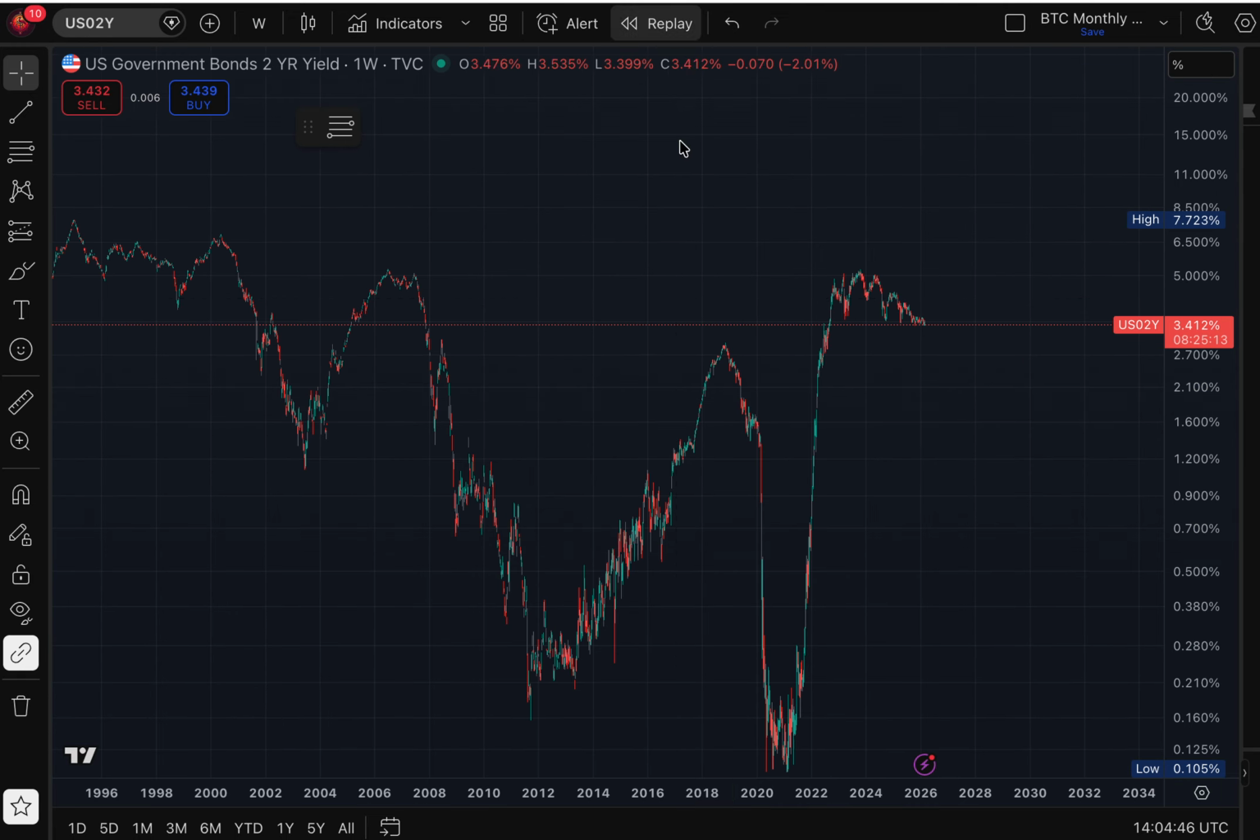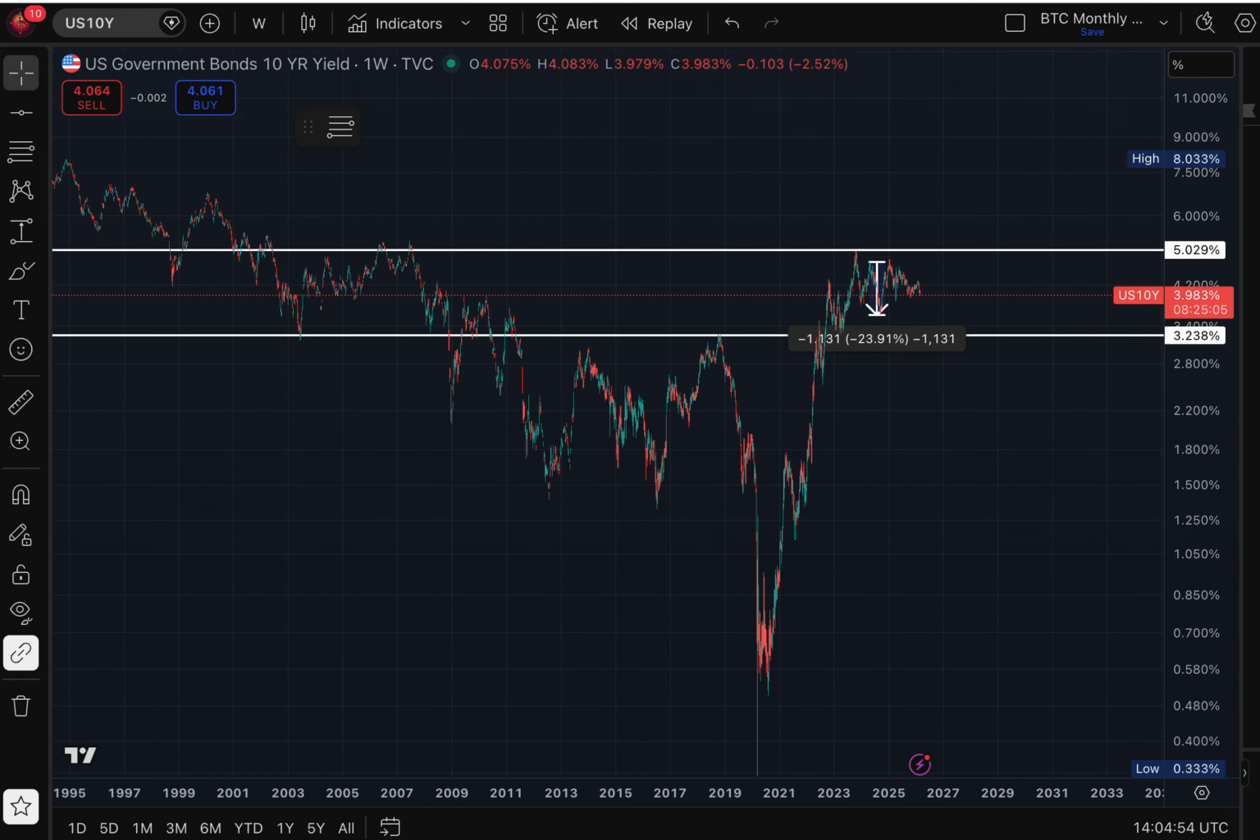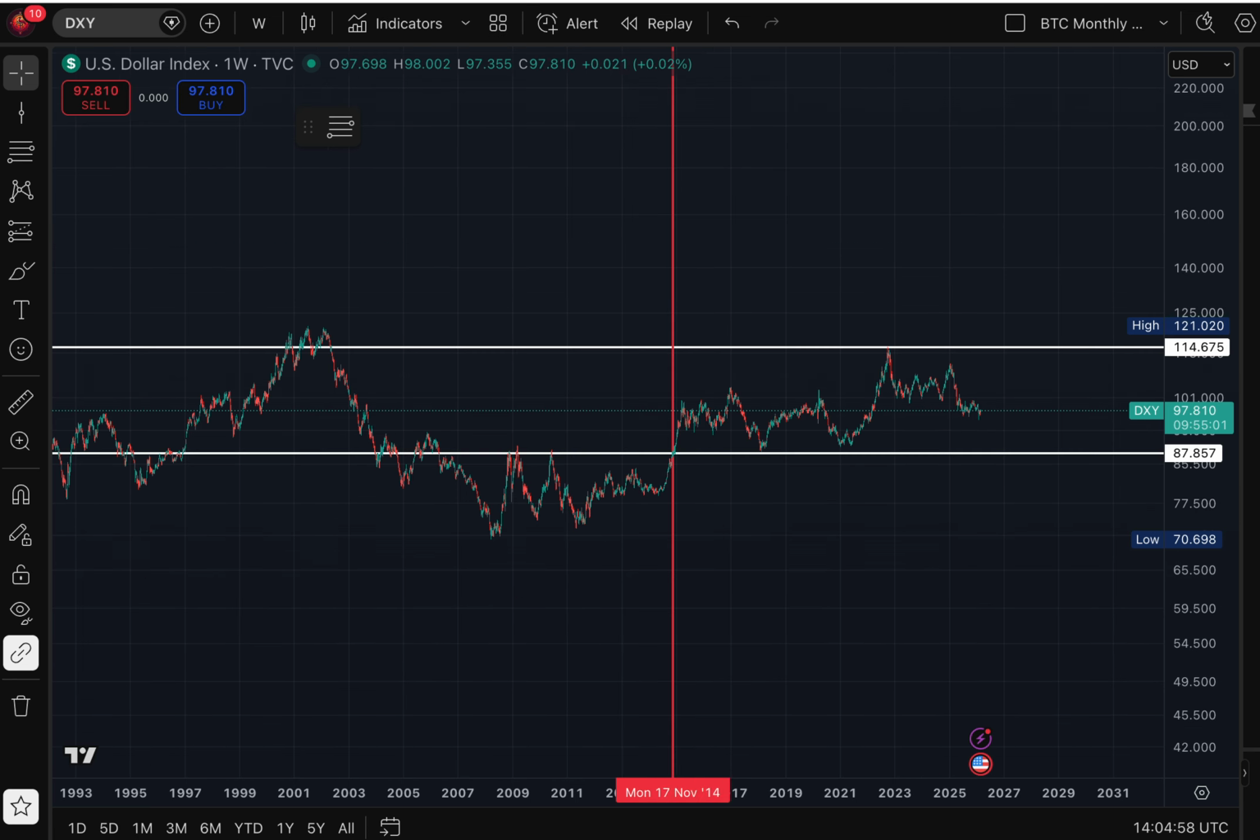So just getting back to the 2 yield, obviously we know crypto is going to struggle when it's high. That's including the 10 yield. So yields want to be low. The dollar, as at the start, we also want to be low. So these are just some indicators you can check out to support your thesis. Know when you've got a bottom in structure, a top in structure, when to buy, when to sell.